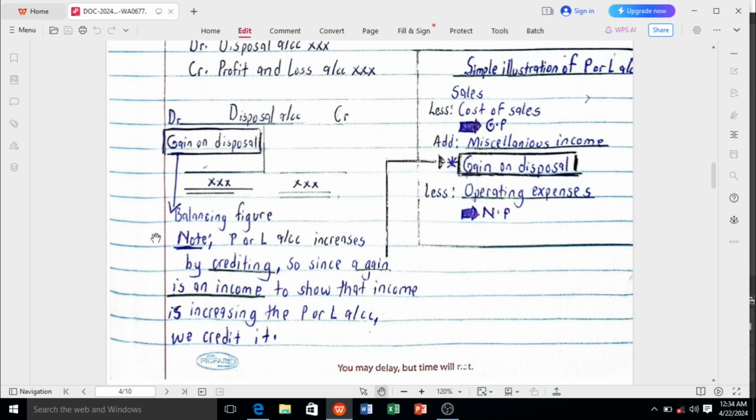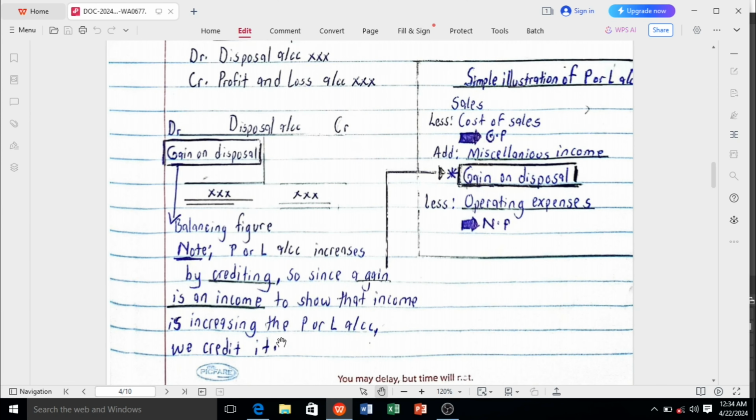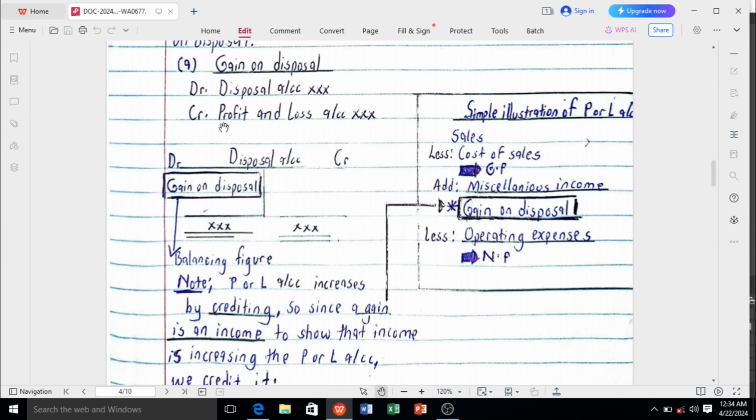The POL account increases by crediting. Since a gain is an income, to show that income is increasing the POL, we shall credit it. So if we want to show that we got a gain on disposal, since it's an income increasing the POL, we shall credit it. That is why, when you see these entries crediting the POL, it means it was a gain on disposal.